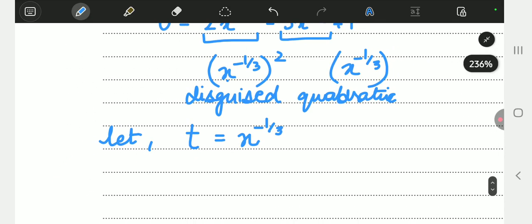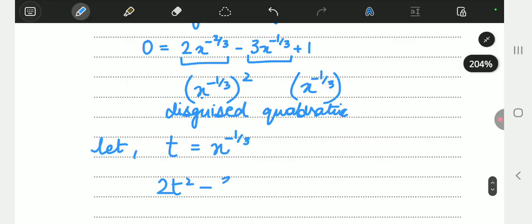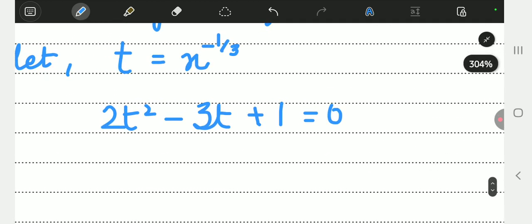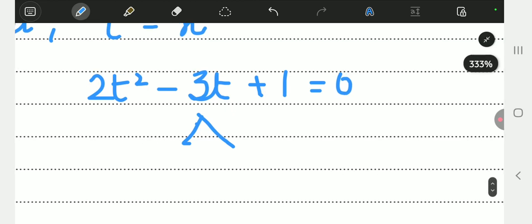So your equation will become 2t² - 3t + 1 = 0. Now you have to break the middle term. You need two factors that, when multiplied, give you 2 and, when added, give you -3. So -2t and -t, when multiplied, will give you +2t², and when added will give you -3t.